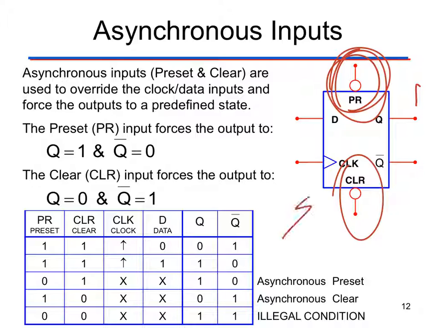Let's look at the clear now. The clear is also an active low. What does that mean? It means when it receives a low signal, it is going to output a 0 on the Q. When it receives a low signal, it will output a 0 on the Q.